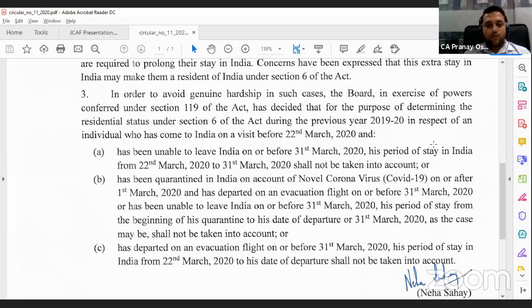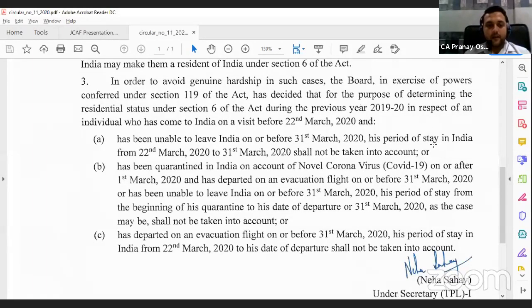Second, for those persons who have been quarantined in India on account of novel coronavirus COVID-19 on or after 1st March 2020 and have departed on an evacuation flight on or before 31st March 2020, or have been unable to leave India on or before 31st March 2020, his period of stay from the beginning of his quarantine to the date of his departure or 31st March, as the case may be, shall not be taken into account. Even this period will not be counted as stay in India.